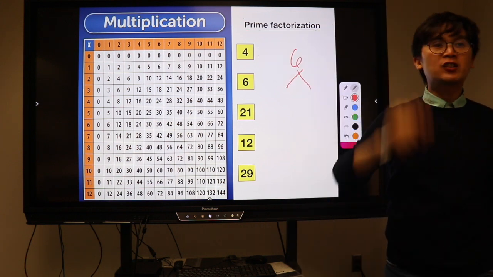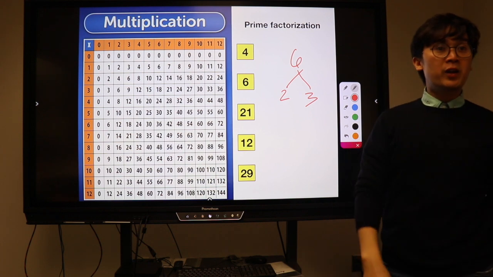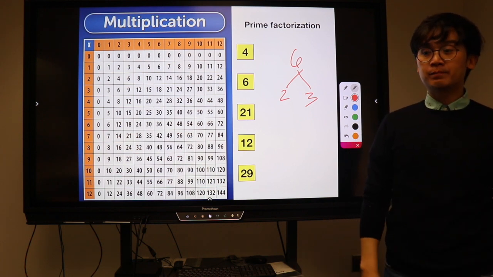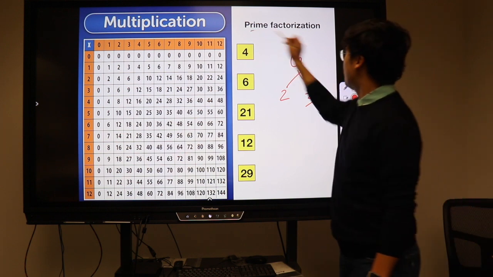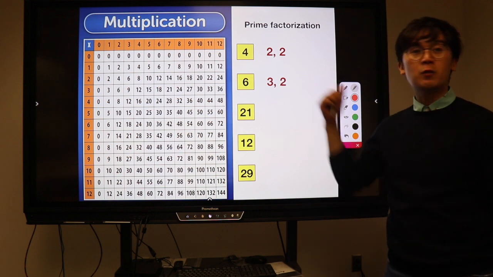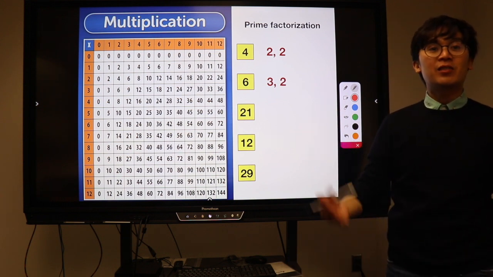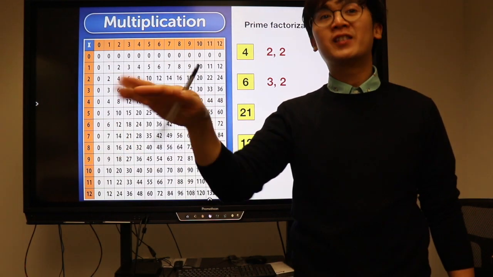Give me the first factors that you can think of for 6. 2 and 3. Are 2 and 3 both prime numbers? Yes. And then you're able to factor it using prime factorization. So 4 is 2 and 2, and 6 is 2 and 3. What about 21? 3 and 7. Is 7 a prime number? Yes. Is 3 a prime number? Yes. So you're done.